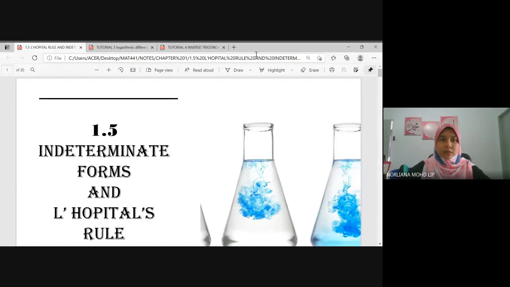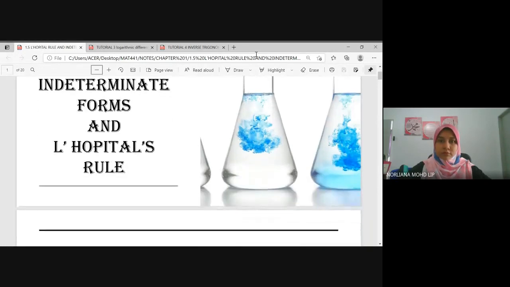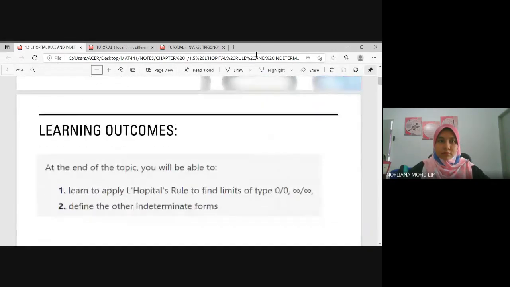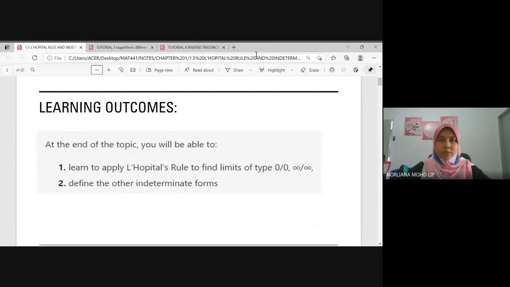The last subtopic for chapter 1, 1.5, is indeterminate forms and L'Hopital's rule. The learning outcome for this subtopic: at the end of this topic, you should be able to apply the L'Hopital rules and define the other indeterminate forms.